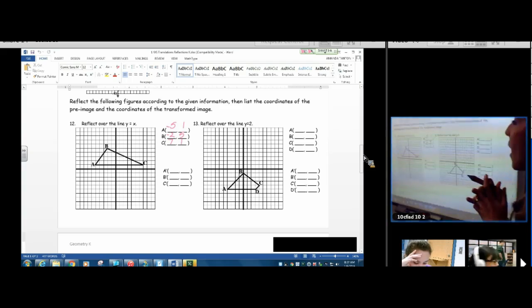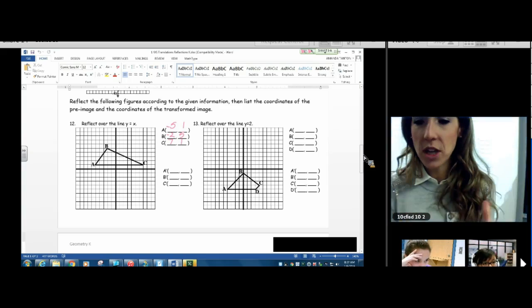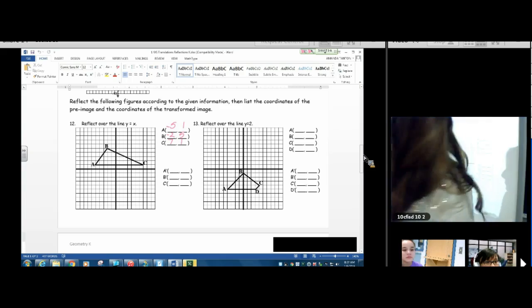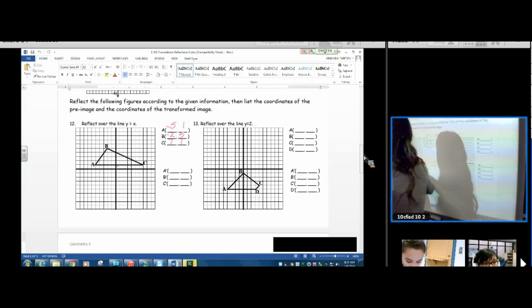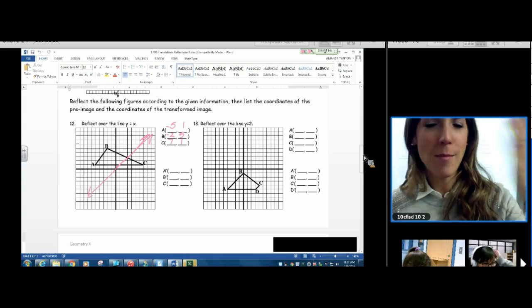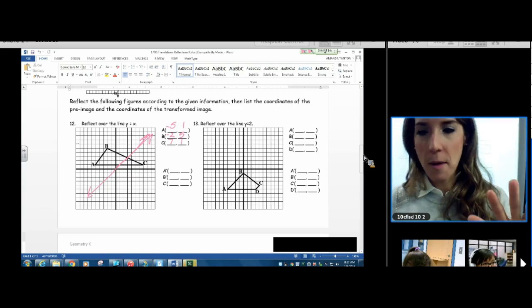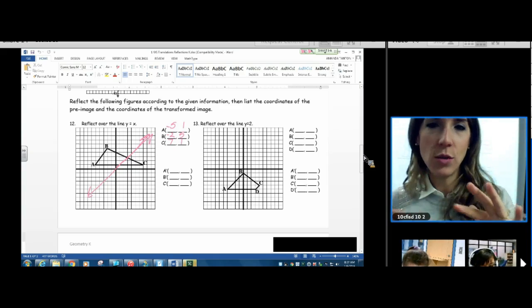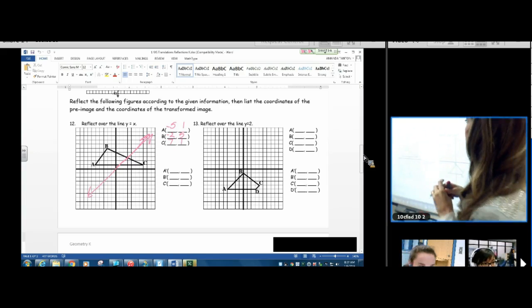Hopefully. Now, I'm just going to use my rule. I'm not even going to really use the coordinate plane. Remember, I'm not going to use the fact that I'm finding the distance away from the line of reflection and going the opposite. No, we don't do that when our line goes diagonal. That's easy to do when it's horizontal or vertical. I am simply going to use my rule.